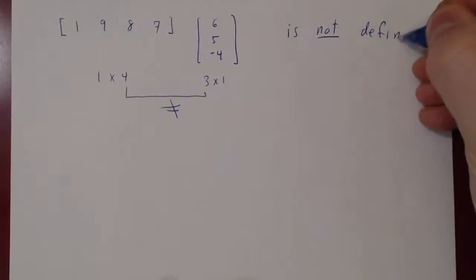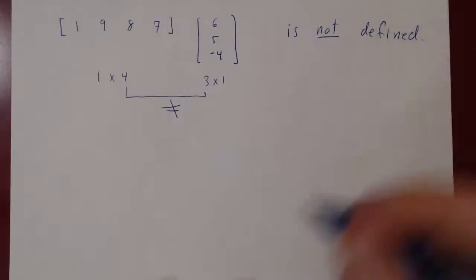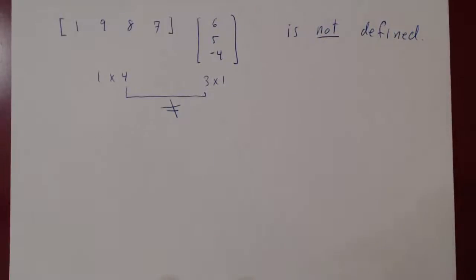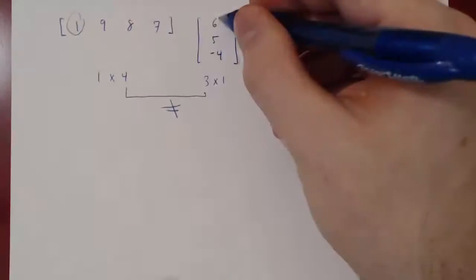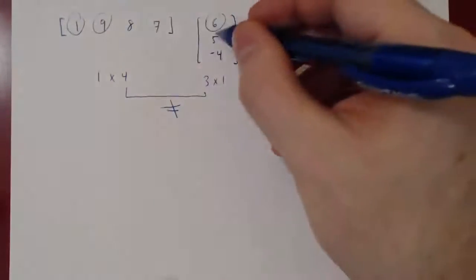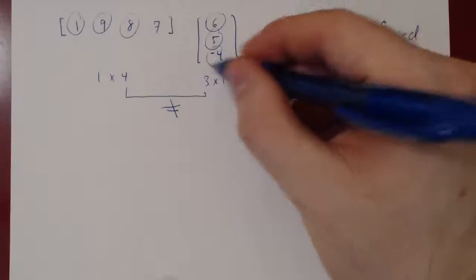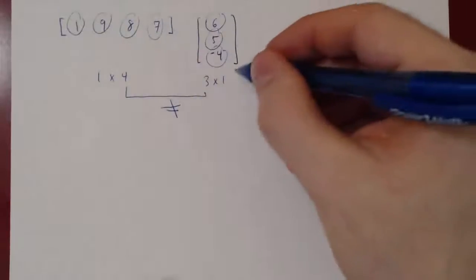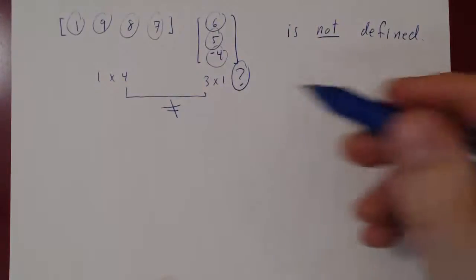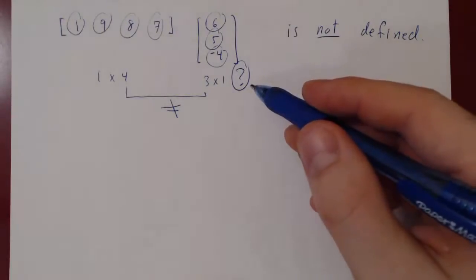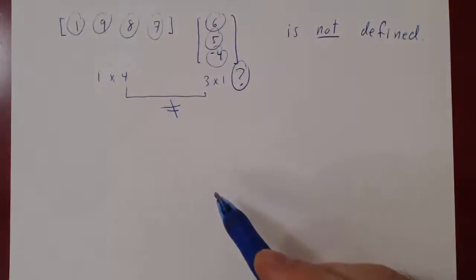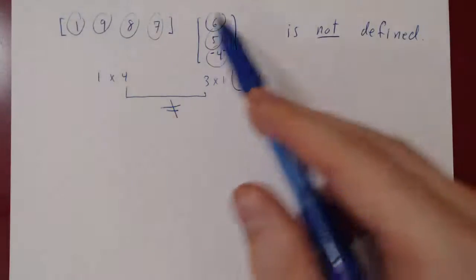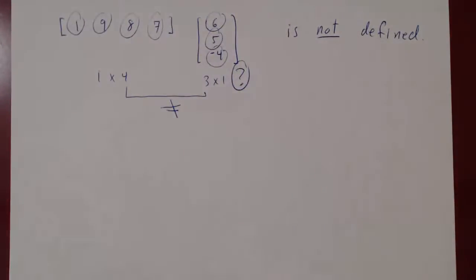This does not exist. And again, think of why. How do we multiply a row times a column matrix? We multiply corresponding entries and add them up. So if you try this here, you'd multiply 1 with 6, plus 9 with 5, plus 8 with negative 4, plus 7 with, and there's a missing entry. So it is impossible to multiply corresponding entries if you don't have the same number of entries. And so you can only multiply a row times a column matrix if they have the same number of entries.